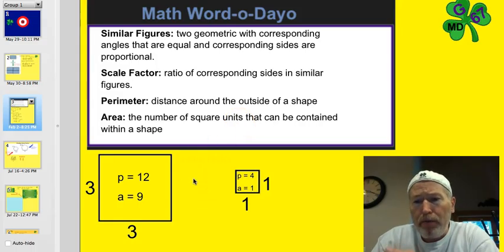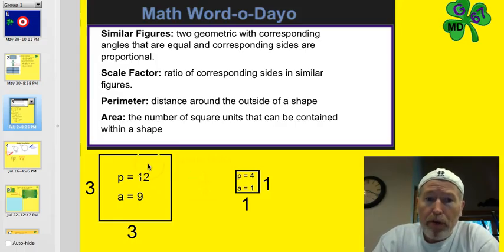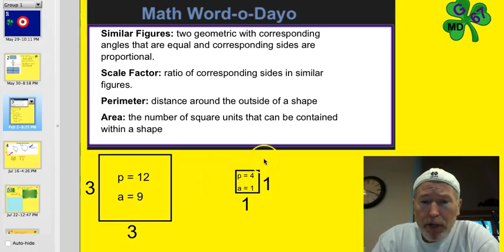Let's go backwards. Before, we went from a small to a large. Let's take a look at a very simple example. We're going from a larger shape down to a smaller shape. It's a reduction. So our original square was 3 by 3, or 3 units by 3 units. Therefore, the perimeter is 12 and the area is 9. And you can see I've already put the area and perimeter in on the smaller one.